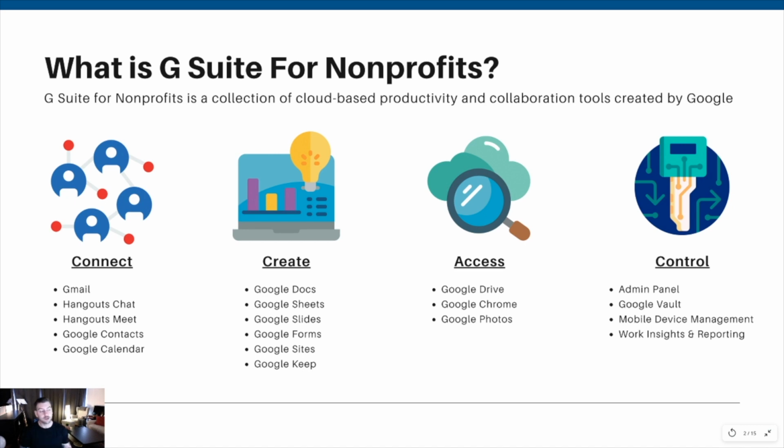Moving on to create, we've got Google Docs, Google Sheets, Google Slides, Google Forms, Google Sites, and Google Keep. Looking at Docs, this is a cloud-based equivalent of Microsoft Word. If you like Microsoft Word, you will find a lot of similarities with Google Docs. Google Sheets is the same thing, but with Excel instead of Word. Slides is the Google equivalent of PowerPoint. Forms is very unique and one of my favorite applications.